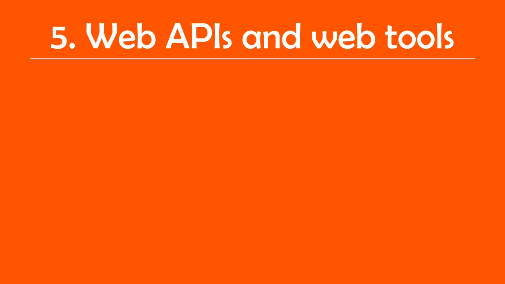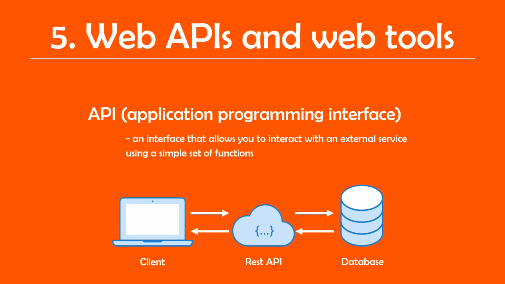The last concept I wanted to talk about today is perhaps the most interesting one. So let's talk about web APIs and web tools. Simply put, a web API, or Application Programming Interface, is an interface that allows you to interact with an external service using a simple set of functions. Some APIs charge you for using them, and some are completely free to use within your application.